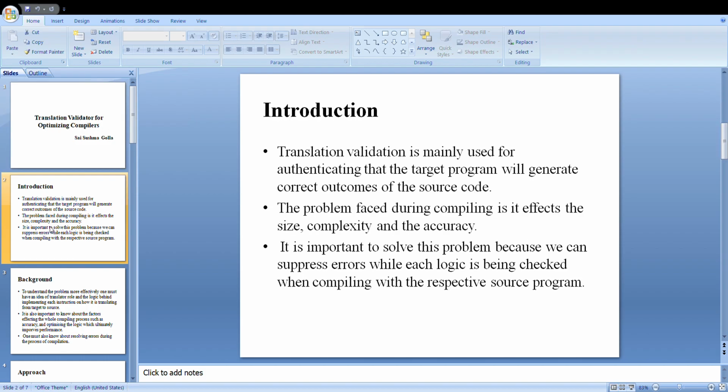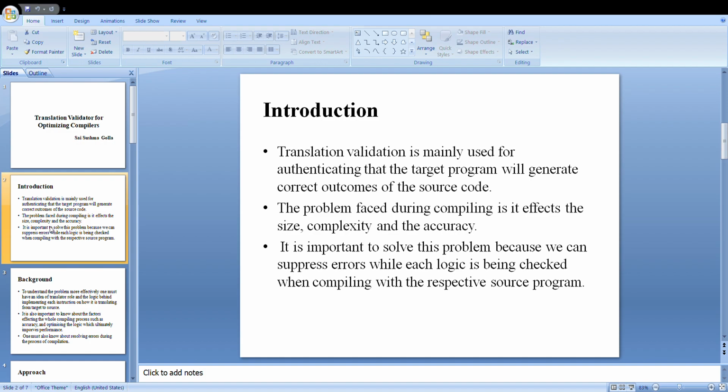So, coming to the introduction, Translation Validation is a mechanism for verifying that when generating a program in a compiler, the target code verifies the correctness of the source code. Translation validation is one of the best approaches, offering an alternative to the verification of translation in general and in the case of compilers.